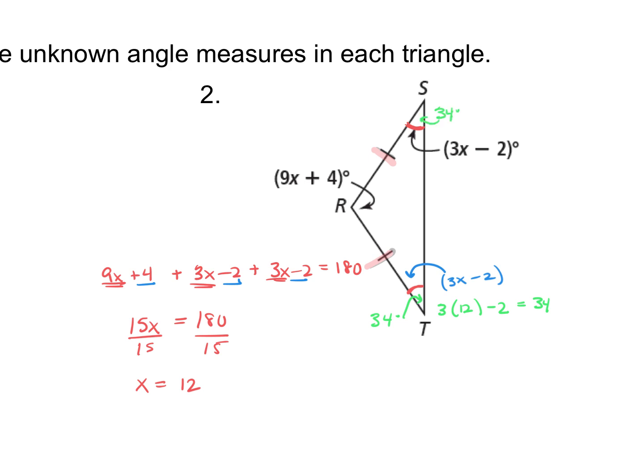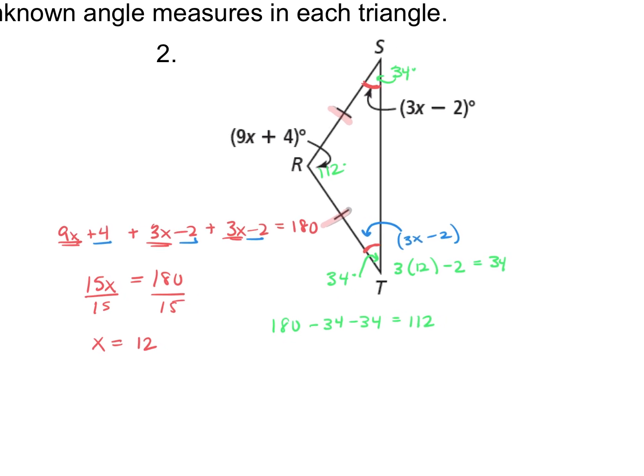And then to get angle R, we just have to say 180. We know two angles in our triangle, and all three angles add up to 180. So if we take 180, subtract the 34 and the other 34, we will get angle R. So angle R is 112 degrees.